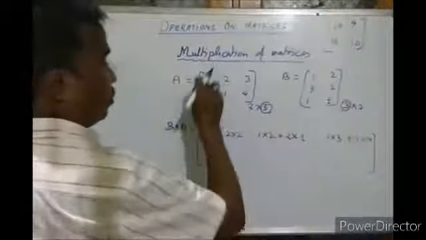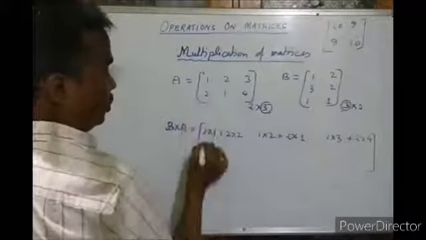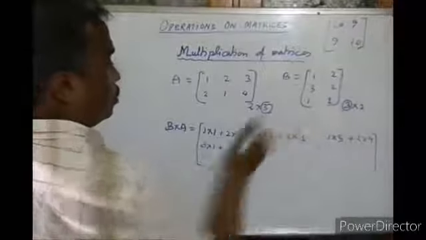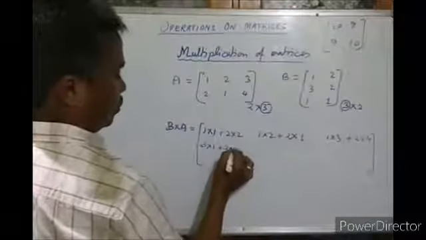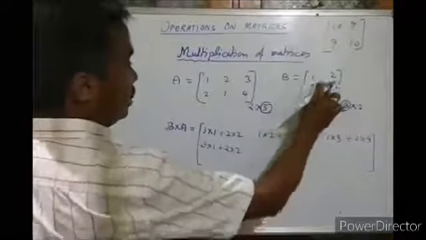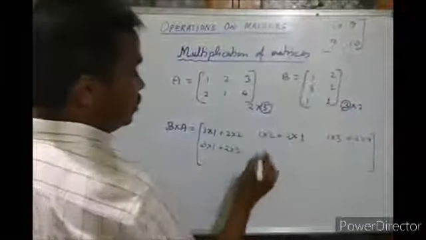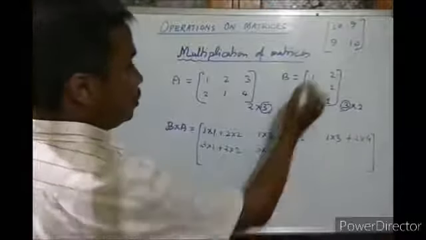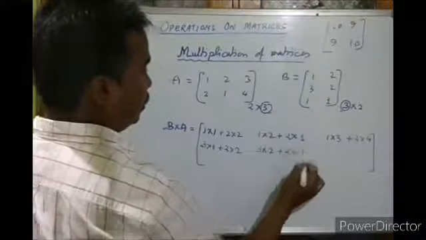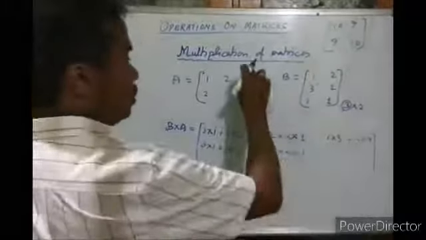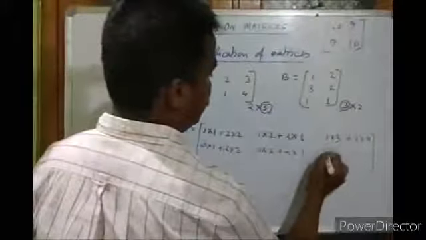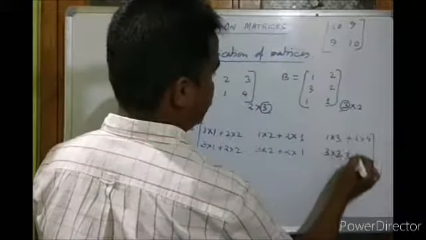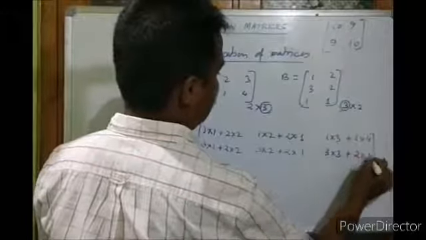Next, second row into first column: 3 into 1 plus 2 into 2. Then second row into second column: 3 into 2 plus 2 into 1. Then second row into third column: 3 into 3 plus 2 into 4.